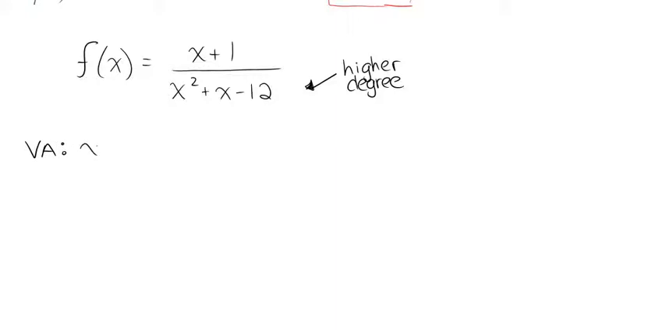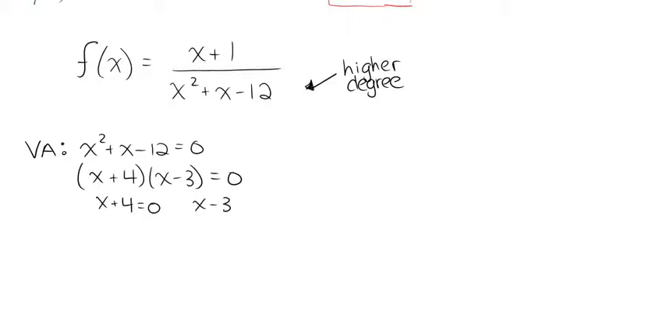So if we want to find our vertical asymptote, we do that the same way as always. We set our denominator equal to 0. Now looking at this, that's a quadratic equation. I can't solve that by isolating x. I'm going to need to factor it or use the quadratic formula. It looks pretty easy to factor. I can just do (x plus 4)(x minus 3) equals 0. And then if I set each bracket equal to 0, I get x is equal to negative 4, and x is equal to 3.